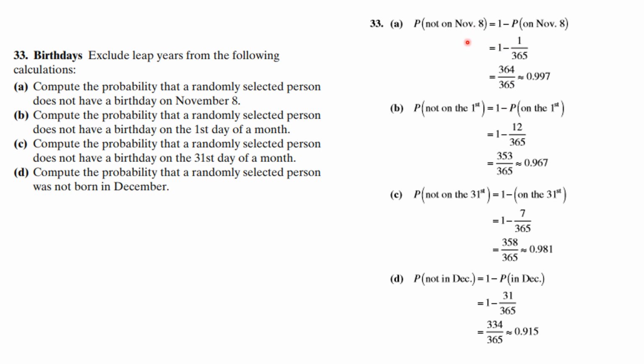Okay, not on November 8th is 364 out of 365. Not on the 1st is, you subtract off the 12 firsts, and that gives you this probability. Not on the 31st is 1 minus the probability on the 31st. There are 7 months with 31 days, and so there are 7 days that start the month that fall on the 31st, and you subtract. And not in December is 1 minus the probability of being in December. There are 31 days in December, and that's how you do that calculation.